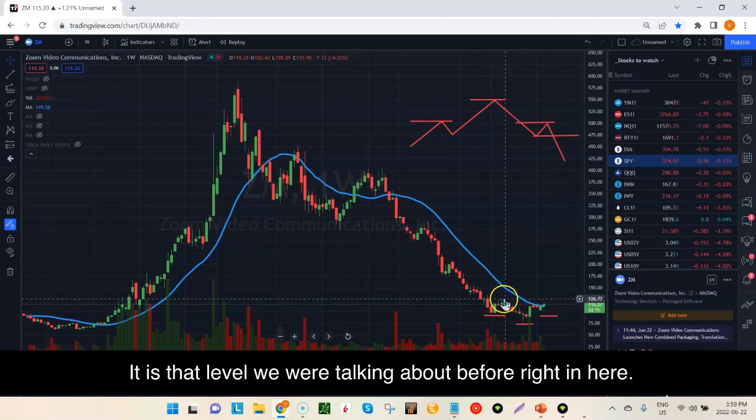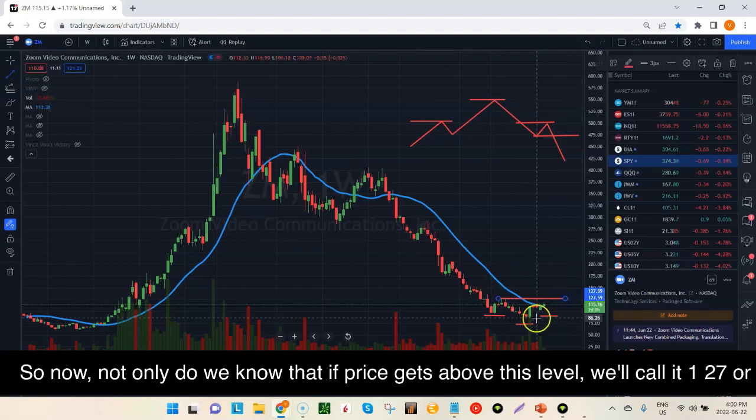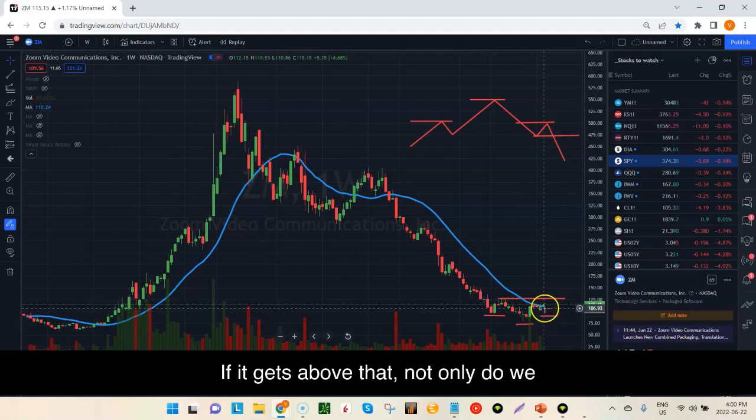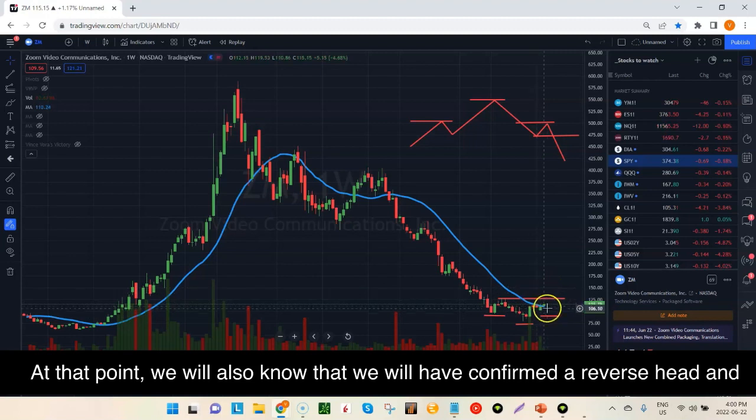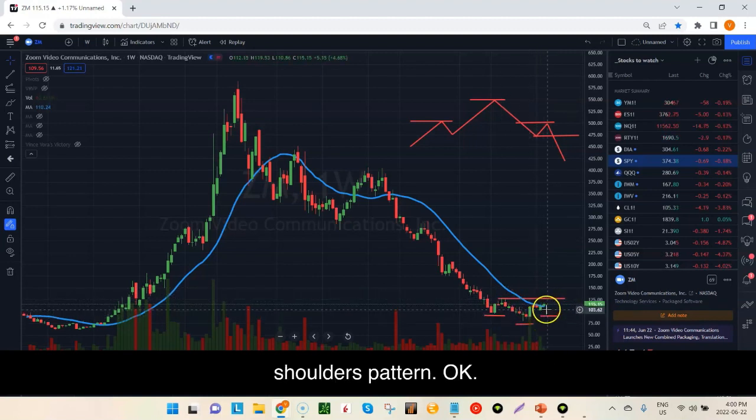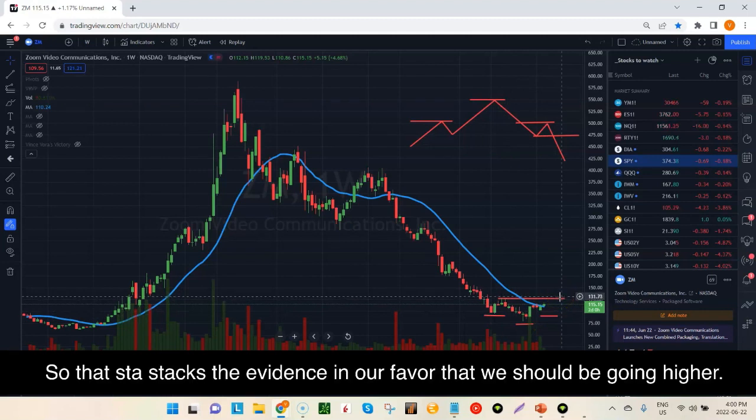It is that level we were talking about before, right in here. So now, not only do we know that if price gets above this level, we'll call it 127 or so on Zoom, we will have higher lows and higher highs at that point, we will also know that we will have confirmed a reverse head and shoulders pattern. Okay, so that stacks the evidence in our favor that we should be going higher.